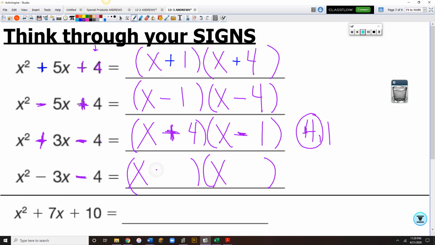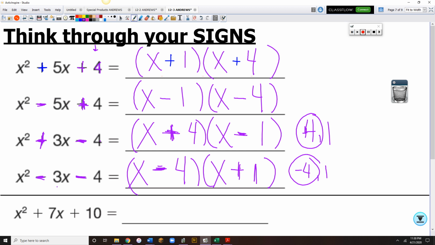Minus means the signs are different. Okay, I want to point it out one more time. Minus, minus, minus, plus. So don't just copy the signs. It does not work. Okay, so we're still using 4 and 1. All right. The minus sign in front of the 3x tells me that my larger number out of 4 and 1 is the one that gets the minus this time. Okay, so just look at how your signs are working.